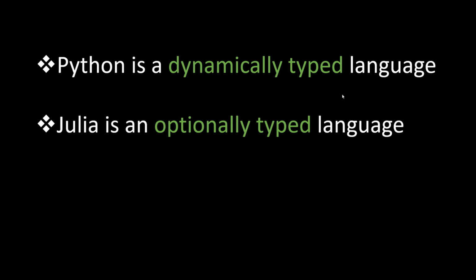In this tutorial, I'm going to talk about the types in Julia. I start with two claims. The first one is Python is a dynamically typed language. And the other claim is Julia is an optionally typed language. Julia can also be considered a dynamically typed language. But what does that mean?